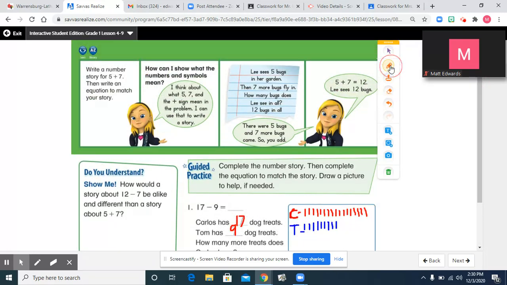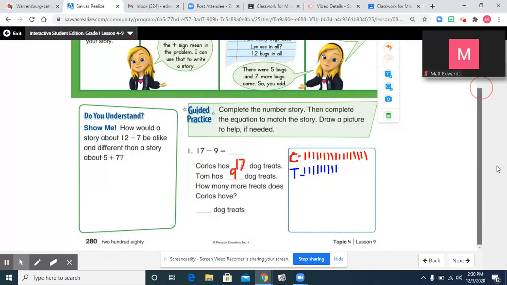Now, the question asks, how many more treats does Carlos have than Tom? So what you want to do is you want to take a different color, and you want to draw a line to connect the two. That way we know they each have that many. Okay, so they both have 1. They both have 2. They both have 3. They both have 4. They both have 5. They both have 6. They both have 7. They both have 8. They both have 9. They do not both have 10 and beyond.